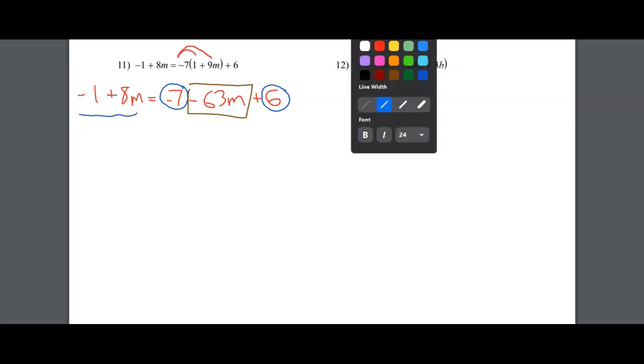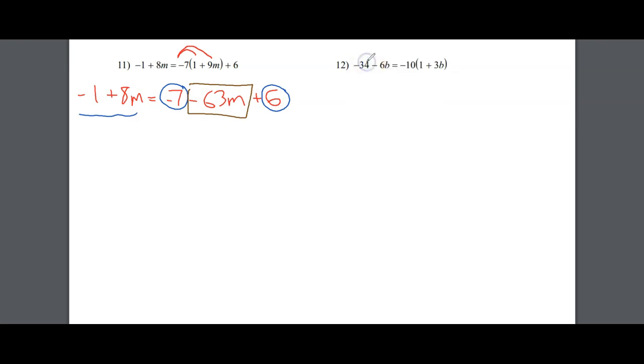So let's combine. I can combine the 2 integers. So I get negative 1 plus 8m is equal to negative 7 plus 6 is going to be negative 1 minus 63m. Okay? Nothing left, nothing more to combine, so now I need to start using my inverse operations.